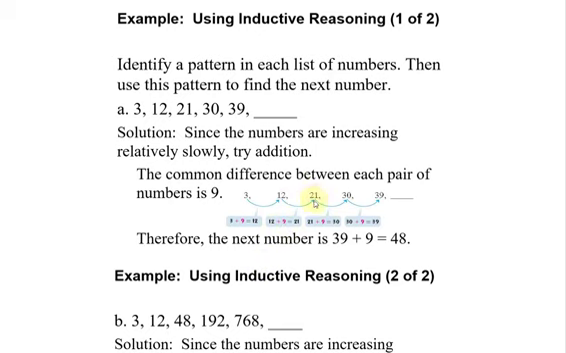To go from 21 to 30, we add 9. And from 30 to 39, again, we add 9. So we see that the common difference between each pair is 9. Therefore, to get to the next number, you just add 9 more. We add 9 to 39, which gives me 48.